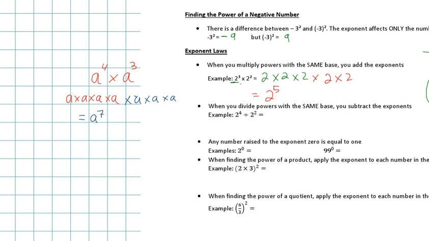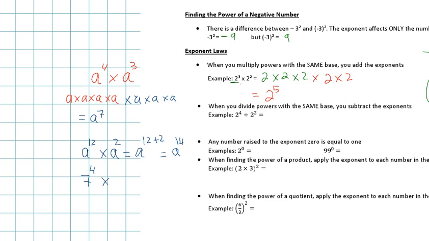If I have a to the power of 12 times a to the power of 2, what do you get without expanding? A to the 14, right? Because 12 plus 2 is 14. Are we okay with this? How about if I have 7 to the power of 4 times 7 to the power of 5? What do I get? 7 to the 9?